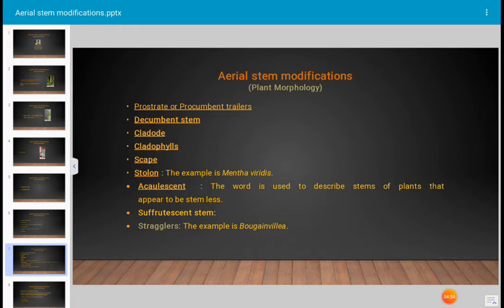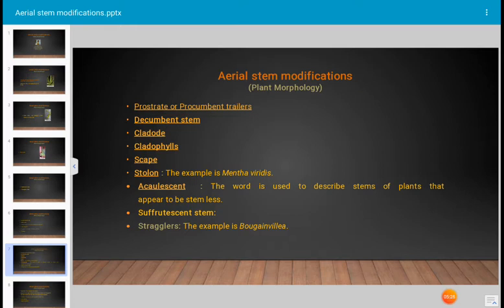In these plants, the stem parts having vegetative and reproductive parts spread out on the ground. Such plants are spread out on the ground, and the example is Tribulus terrestris. The entire stem including all branches creeps on the ground, and the ends of the main stem or branches extend up to some distance. Such plants are termed as prostrate or procumbent trailers.